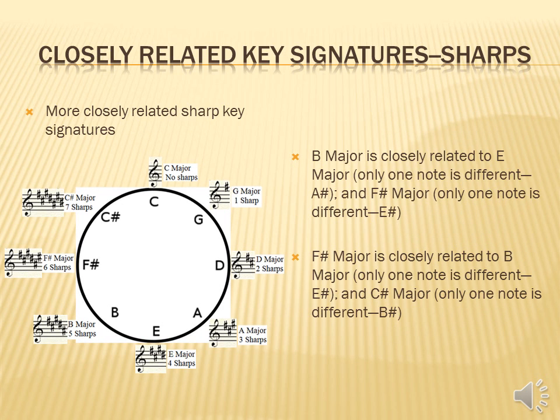More closely related sharp key signatures. B major is closely related to E major, only one note is different, A sharp, and F sharp major, only one note is different, E sharp. F sharp major is closely related to B major, only one note is different, E sharp, and C sharp major, only one note is different, B sharp.